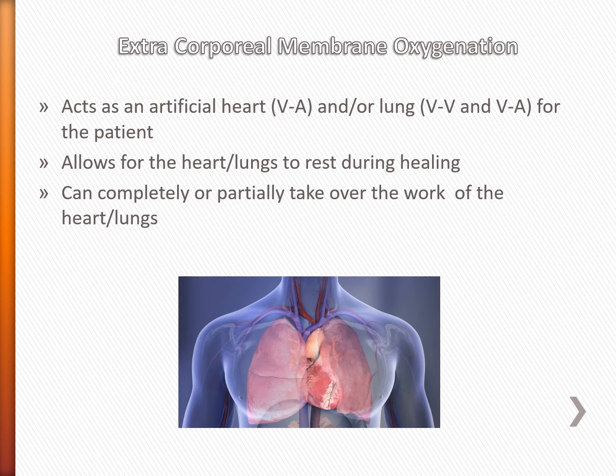When you see ECMO written, it's usually V-A or V-V. The letters before the dash denote from where the blood is being removed, and the letters after the dash denote where the blood is returning to the patient. In VA ECMO, blood is coming from the patient on the venous side and is returned on the arterial side. And in VV, blood is taken from the patient and returned on the venous side.